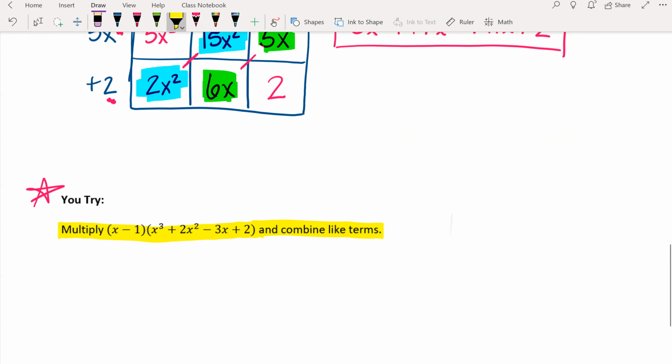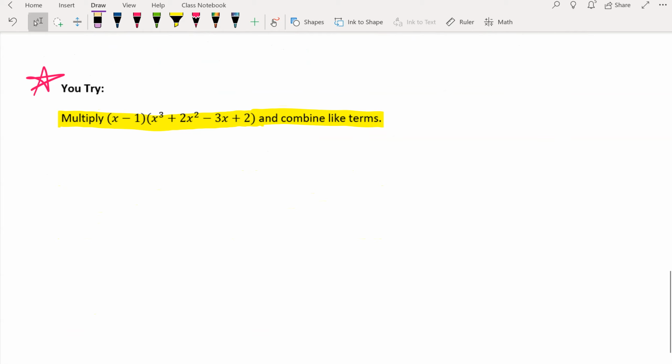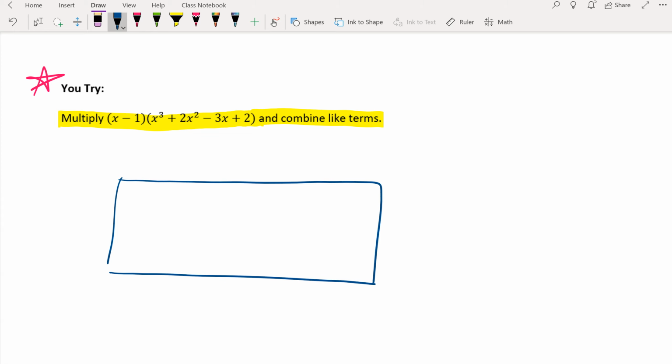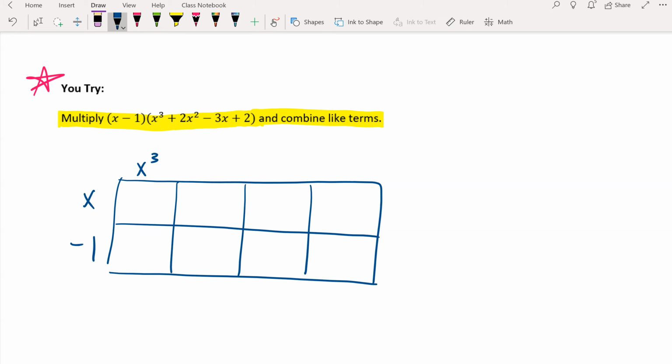Okay, let's see how you did. We are going to draw the box again. And I like to put the short one on the side of the box. I did not draw a long enough box. This one's a little longer, right? We have 4 terms on top: 1, 2, 3, 4. x minus 1 is my shorter one. We have x cubed plus 2x squared minus 3x plus 2.